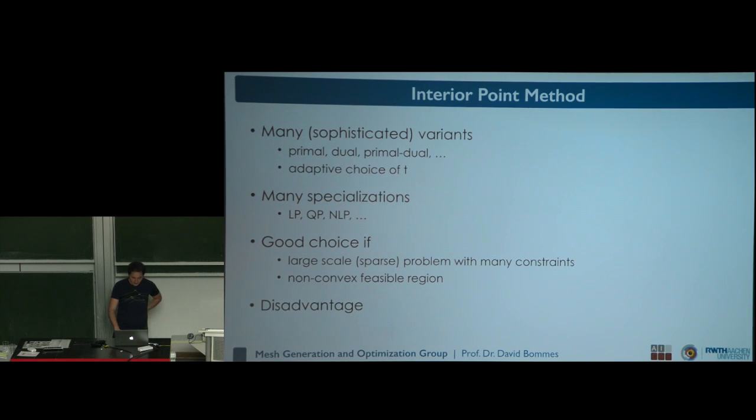There are also disadvantages. Interior point methods are not very good for warm start, because even if you have an initial point that is already your optimal point, since you start with a small value of t, you would move away from this optimal point to the interior of the domain and then converge back. So you don't really easily benefit from having a good initialization.